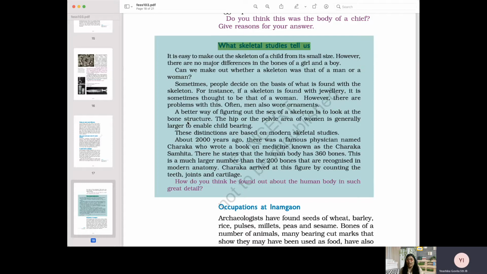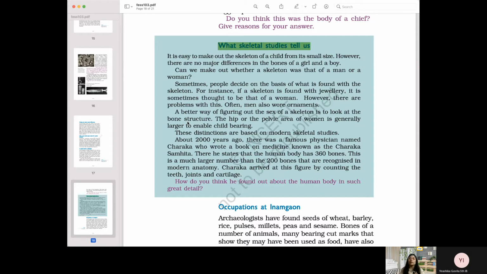I'll ask you a question. Have you seen your mother's hands? Just this part. Yes. And now compare it to your father's hand. Do you feel now that your mother's bone density is way less than your father's bone density? Yeah.